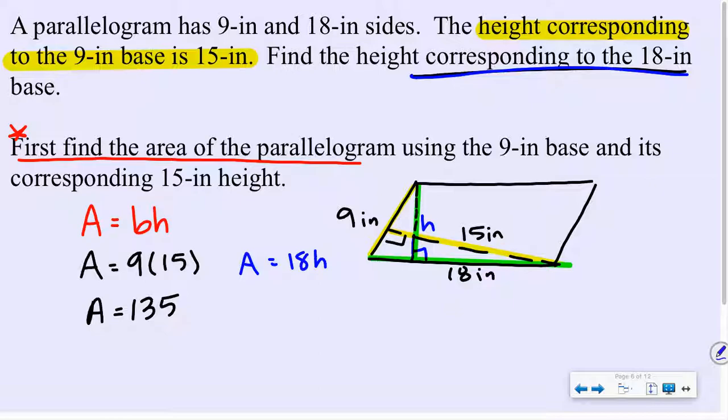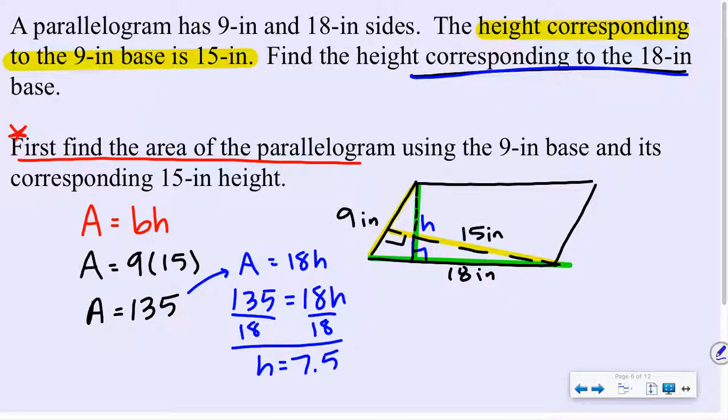Okay, so if the area is 135, can't we use algebra and substitute 135 in for A there? And say 135 equals 18 times h? Divide by 18. I don't remember what that is. 7.5. Then our other height is 7.5 inches.